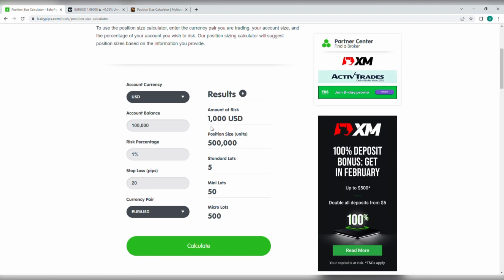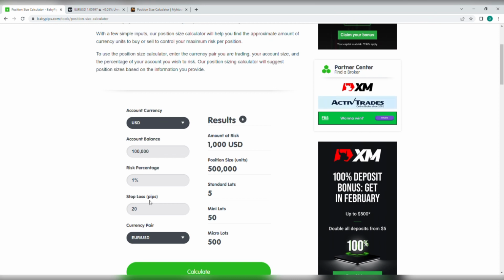Sometimes I trade aggressively. So if I spot a sniper entry position with low drawdown, I'll still be risking my 1%, but I'll be using a 10 pip stop loss to maximize my potential of earning more on that trade. By so doing, I'll be using 10 standard lots, and I'll still be risking the $1,000 if I am hit by the stop loss on that trade. But if the trade goes my way, I'll be earning more on that position than when I'm using a 5 standard lot size on that trade. So this is how the position size calculator works.